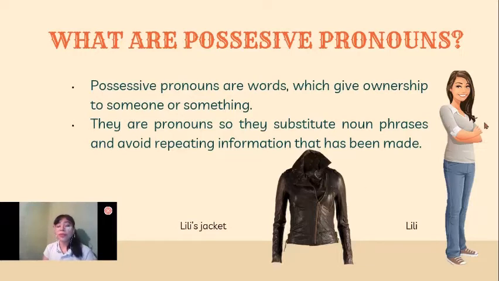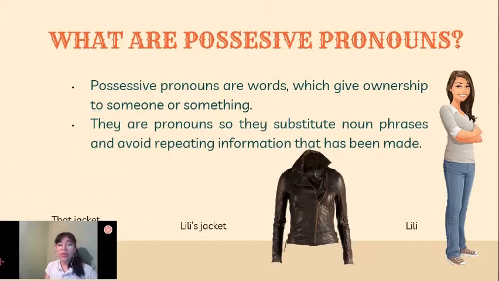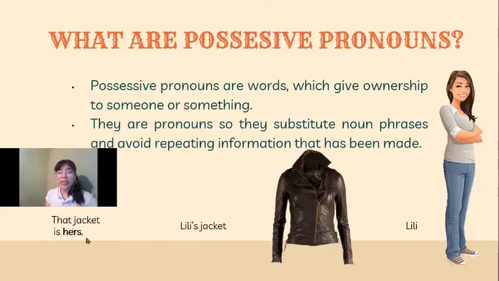For example, we've got Lily here, and we've got Lily's jacket. So Lily is the owner of this jacket here. So we can say that that jacket is hers. Yes, her. It belongs to Lily. So the owner of this jacket is Lily. The possessive pronoun here is hers. We're going to check the possessive pronouns in a moment, so don't worry, don't get confused.